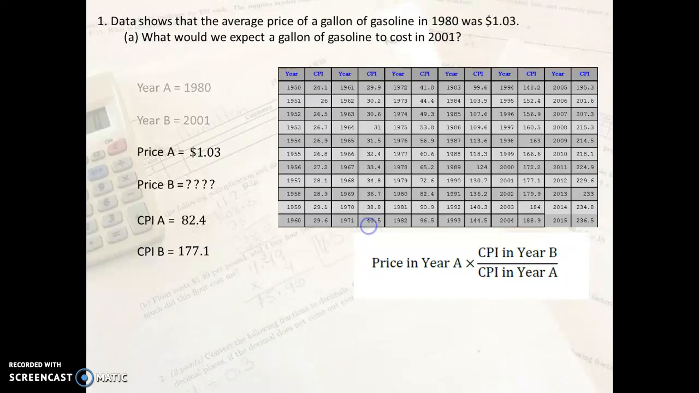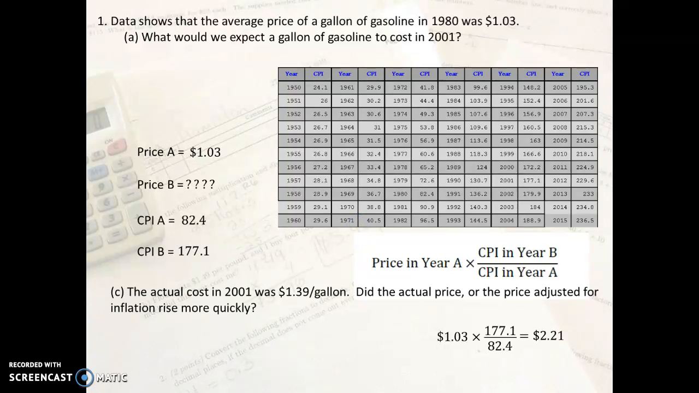Where does the math happen? We'll take all those numbers and start putting them into the formula. Price A, 1.03. CPI-A, 82.4. Notice how I put it down, because year A is on the bottom of the formula. 177.1, that's on the top of the formula. That's the CPI-B. Put it all together, your calculator tells you that number. But remember, we're talking about money, price of gasoline, so let's dress it up, make it look nice. $2.21.